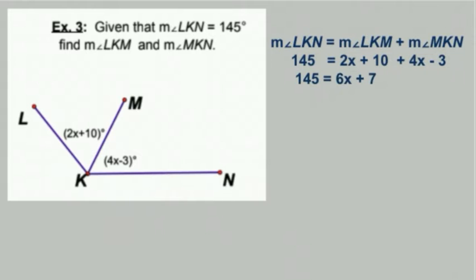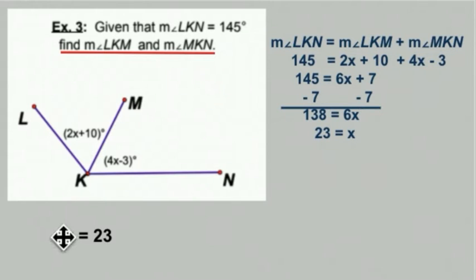Collect like terms on the right side. 2x plus 4x is 6x. Positive 10 and negative 3 add to 7, and we get 145 equals 6x plus 7. Subtract 7 from each side to get 138 equals 6x. Next, divide each side of the equation by 6, and we get 23 equals x.